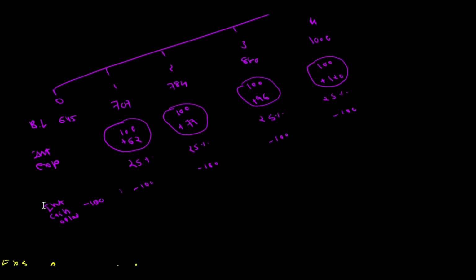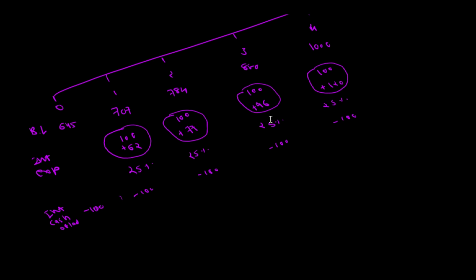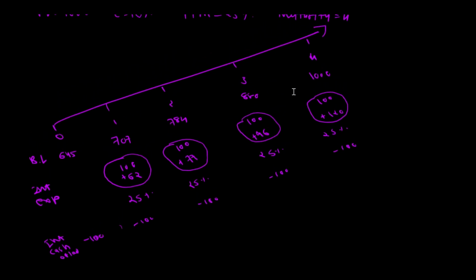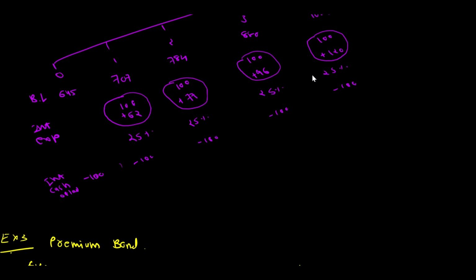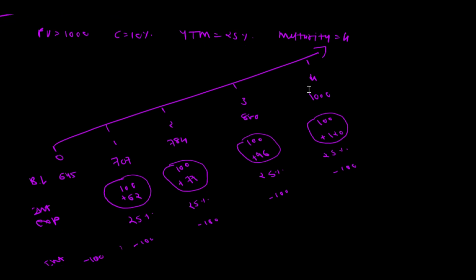My interest cash outflow will be 100 for all the years, and my interest expense will be interest cash outflow plus my increase in the bond liabilities every year. That's how your book liability of 645 will become 1000 at the maturity. So your liabilities of the bond payment are increasing every year.